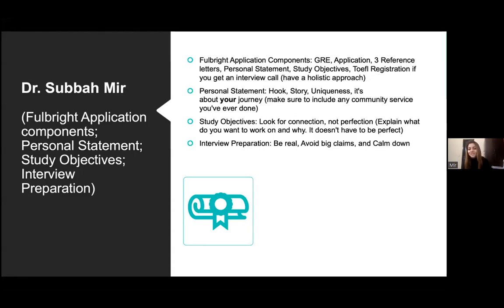Do not plagiarize. Do not use AI to write your applications. Do not ask anyone else to write your application and personal statement on your behalf. Do proofread. Do ask people to give their tips and comments. Do revise.